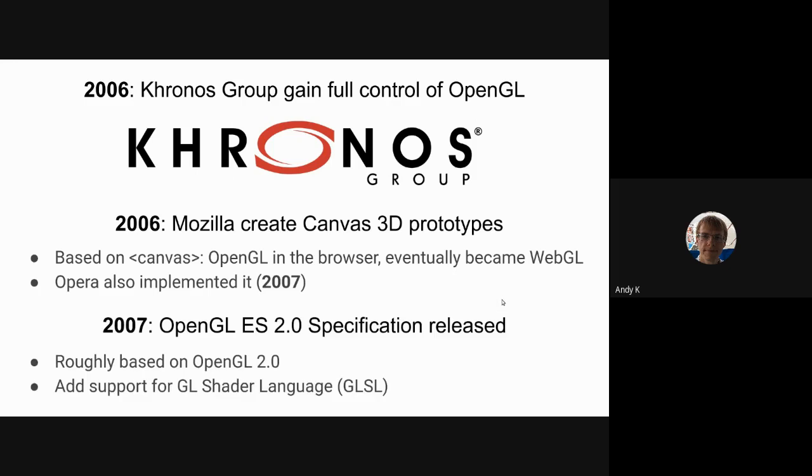Also in 2007, the OpenGL ES 2 specification is released, and that brings shaders to mobile devices, again by using GL shader language, which is the language you use to program shaders. It's roughly based on OpenGL 2, so again, you can get an OpenGL ES 2 context on a desktop machine by using regular OpenGL in a special mode.